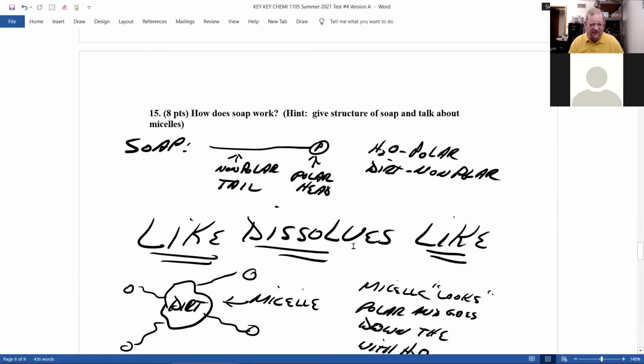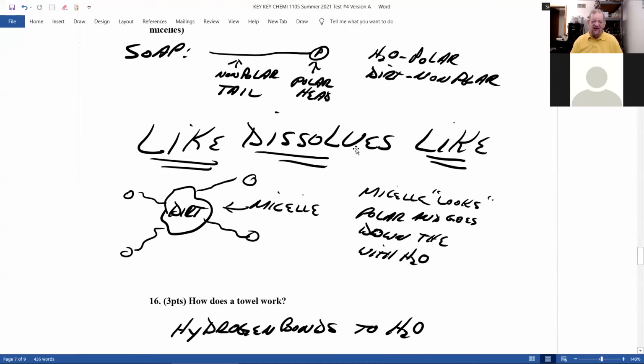On this problem, you should know this. Leaving my class, this is important. Hint, you should know this. How does soap work? Hint, give the instructor a soap and talk about micelles. Soap, non-polar tail, polar head. Water is polar, dirt is non-polar. The whole key is like dissolves like. If you did not put down like dissolves like, I took off 2 points, period.